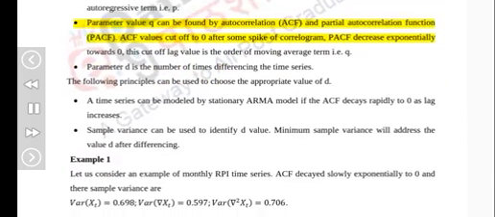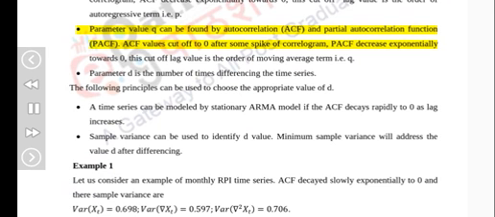Parameter value q can be found by autocorrelation function ACF and partial autocorrelation function PACF. ACF values cut off to 0 after some spike of the correlogram, while PACF decreases exponentially towards 0. This cutoff lag value is the order of the moving average term, i.e. q. Parameter d is the number of times differencing the time series.